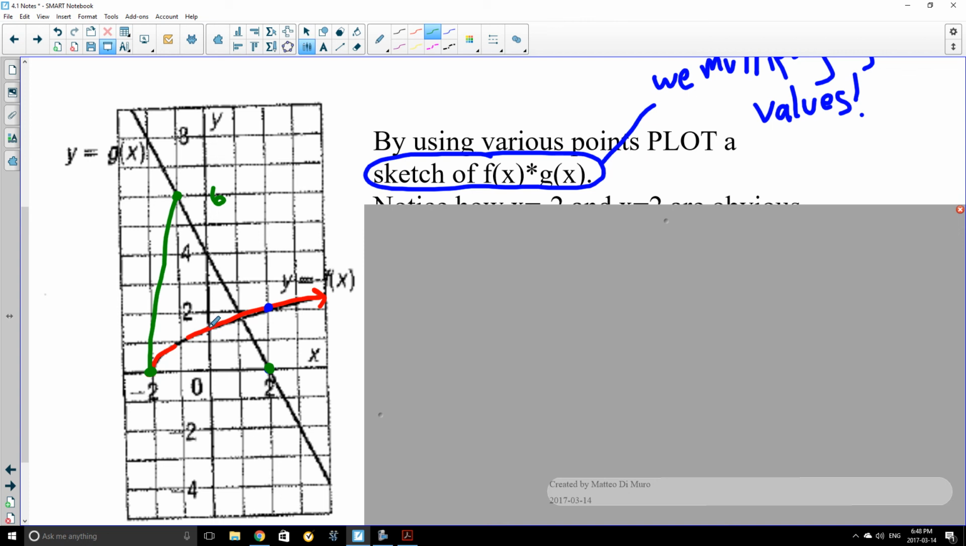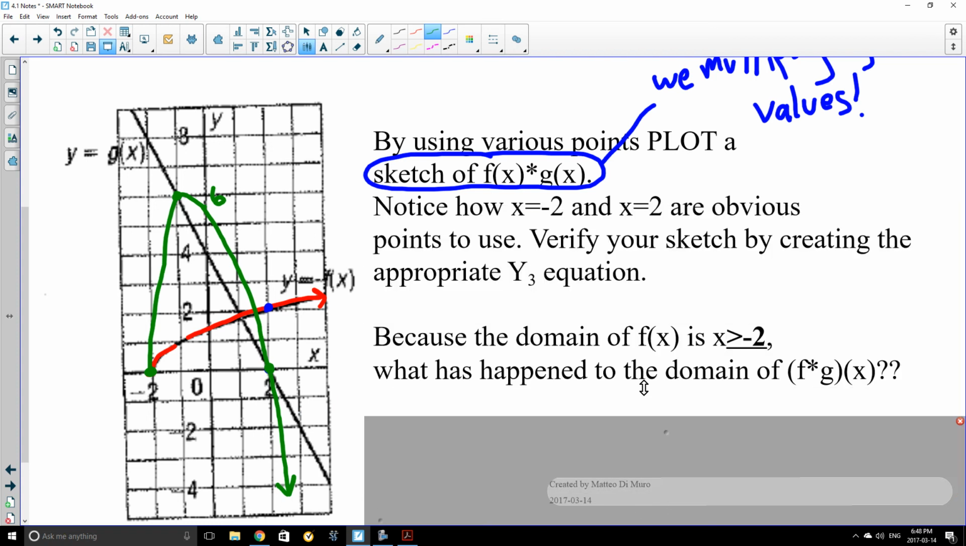Okay, so in the notes, there's a couple tidbits of information. Notice how the roots are obvious points that you want to use. Y-intercept obviously is going to be another one. Hopefully it's a little bit easier, but it's really not that bad. Talking about domain and range, that's usually a question that they ask. So domain and range of the resulting function isn't so bad if you have the sketch.